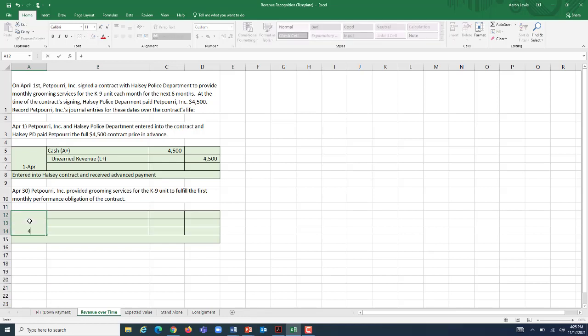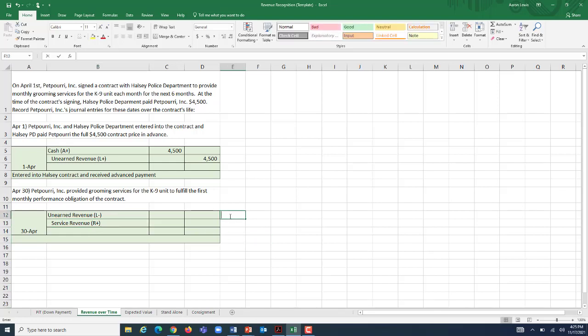And the first time that's going to happen is at the end of April, when we get to recognize that we actually provided some of these services to Halsey Police Department. Well, in that case, we're not liable to have to provide them with as much service in the future. So we get to decrease our unearned revenue account. And because we did actually provide the service, we get to recognize it as earned revenue under our service revenue account.